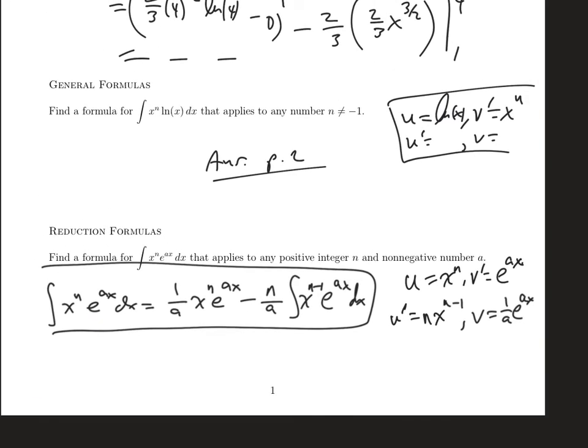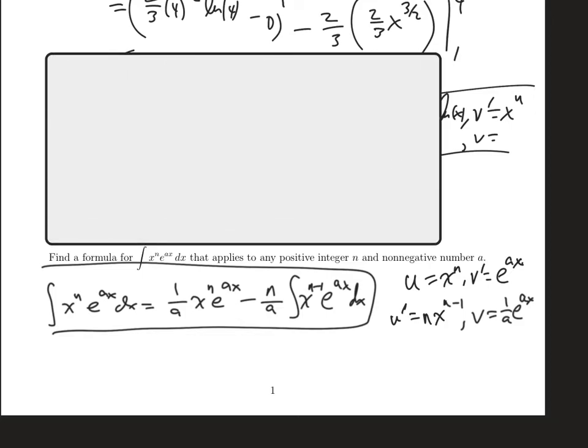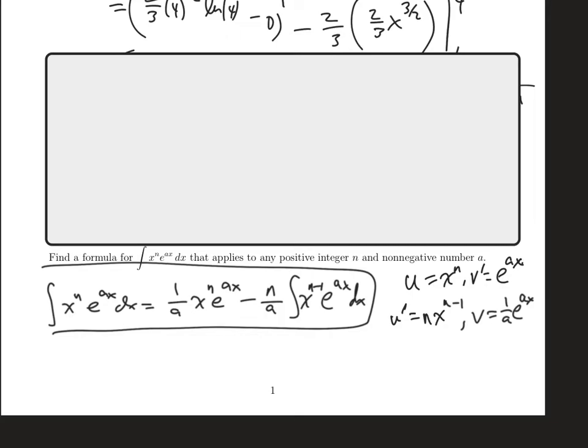So for example, if I want to do the antiderivative of x squared e to the negative 2x, and I want to use this reduction formula, I would think, okay, in my reduction formula, if n is 2 and a is negative 2, then the problem I have up there matches the left-hand side of my formula. So now I can just write down what the right-hand side of my formula would be when n equals 2 and a equals negative 2.